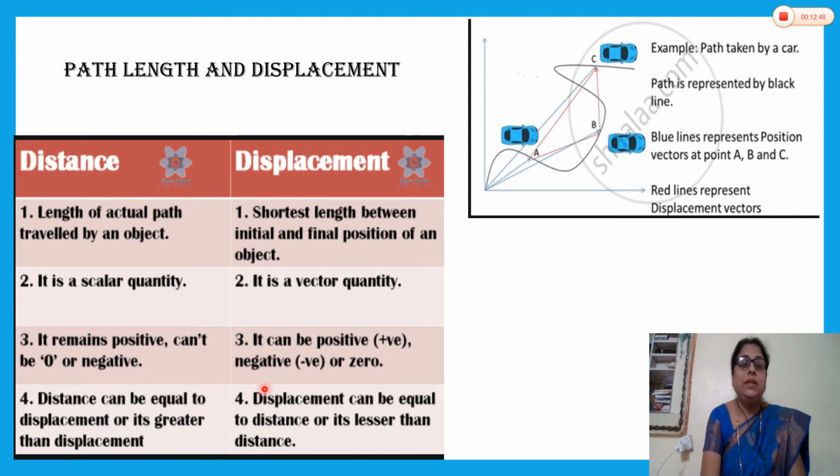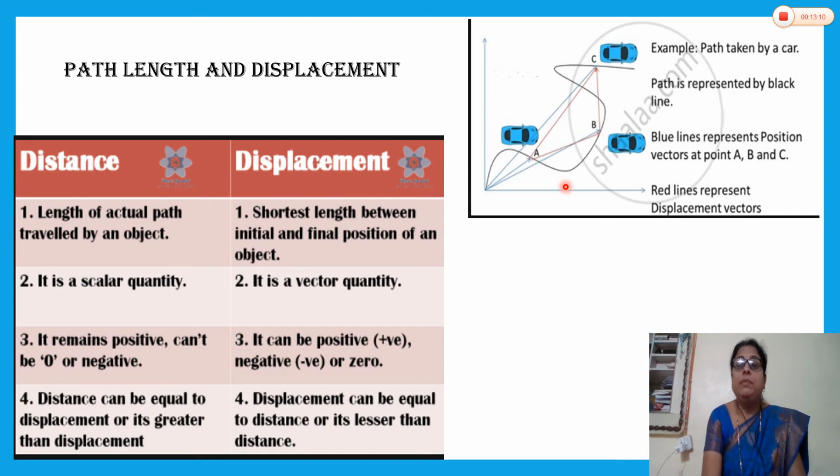Now here, distance can be equal to displacement or it may be greater than displacement. But the displacement can be equal to distance, or sometimes it may be less than the distance, or sometimes the displacement may be 0 also. See here again this diagram. This is the example of path taken by the car.